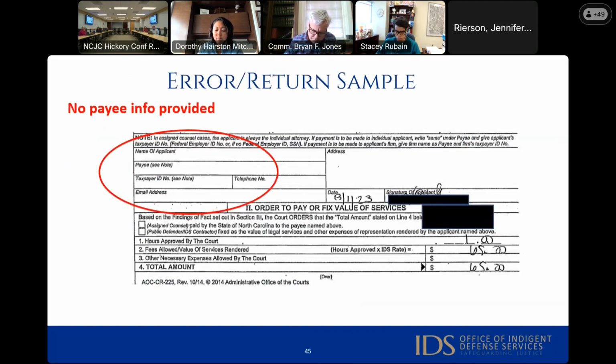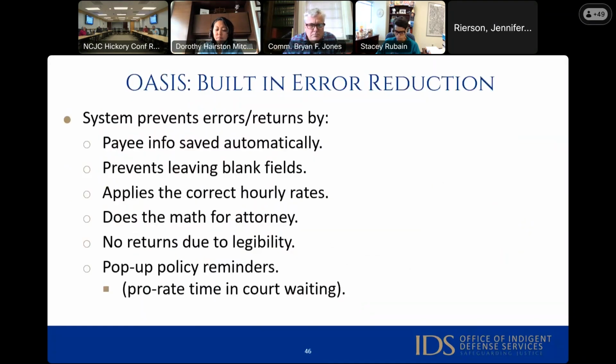Also, no returns for legibility issues or handwriting that our staff can't read because the information is digital. OASIS prevents other common errors by preventing blank fields, automatically applying the correct hourly rate based on the case type selected, and doing the math for the user, preventing returns due to handwriting issues and math errors, and it provides important real-time policy information.